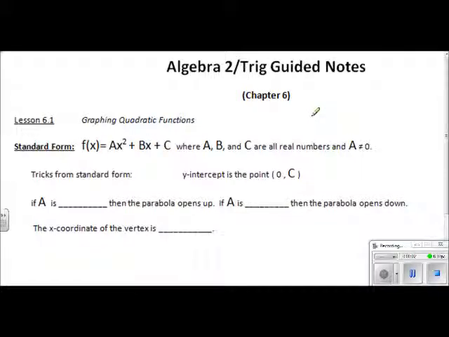All right, now we have chapter 6, which is all about quadratic functions. And lesson 6.1 is all about graphing our quadratic functions.